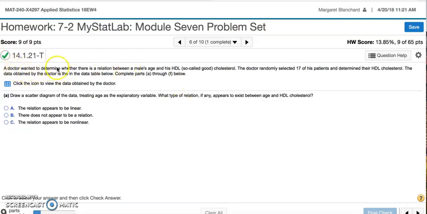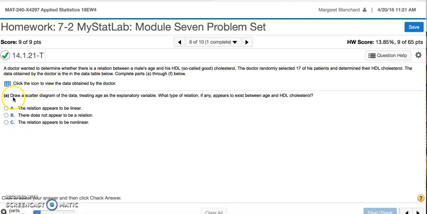A doctor wanted to determine whether there is a relationship between a male's age and his HDL, so-called good cholesterol. The doctor randomly selected 17 of his patients and determined their HDL cholesterol. The data obtained by the doctor is the data table below. Complete parts A through F below.